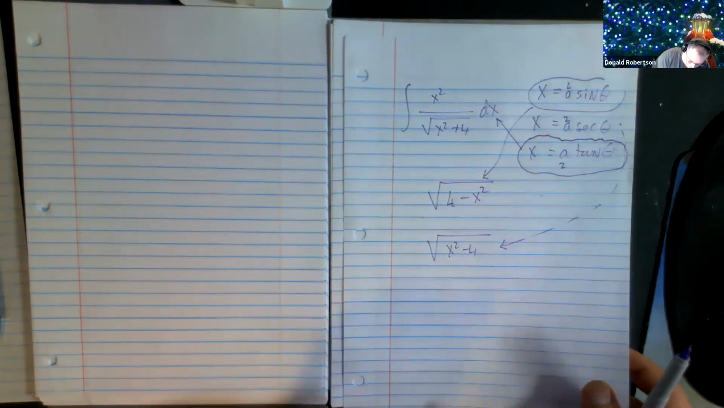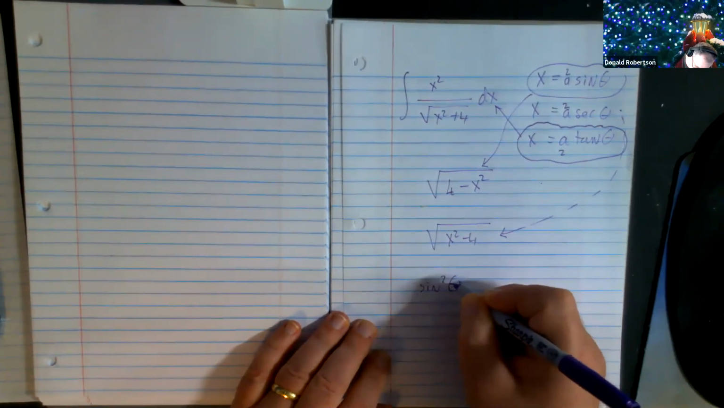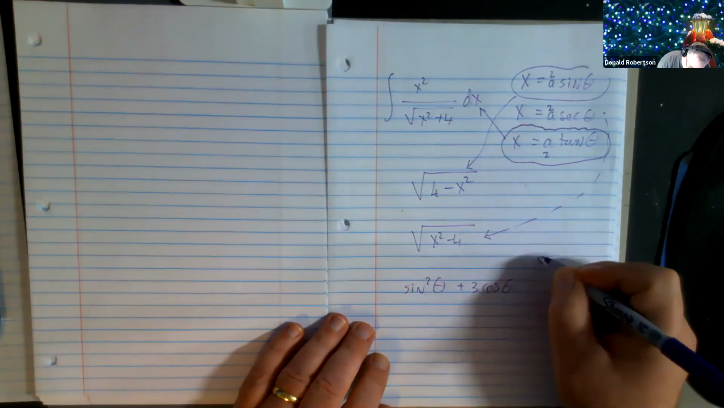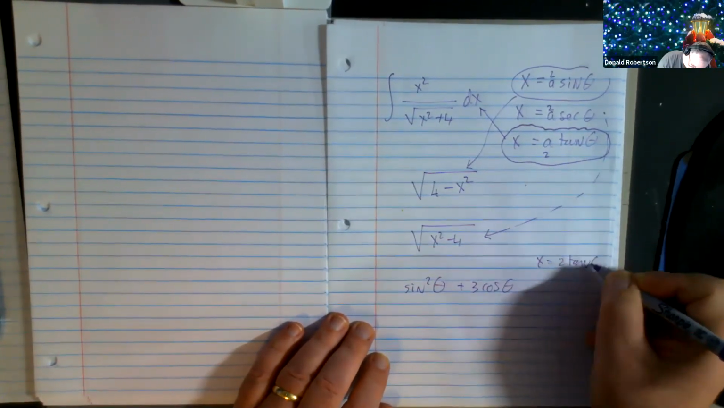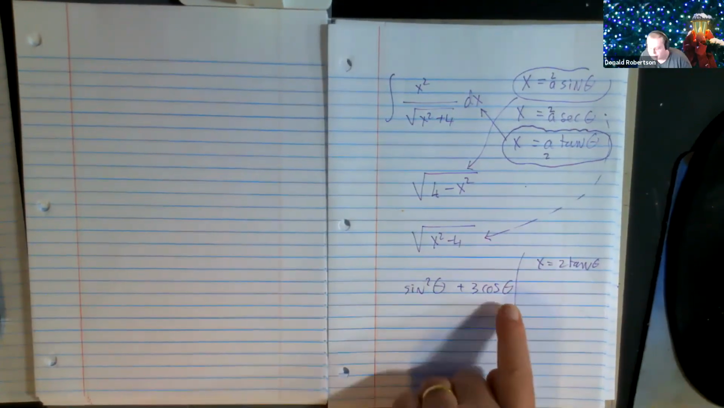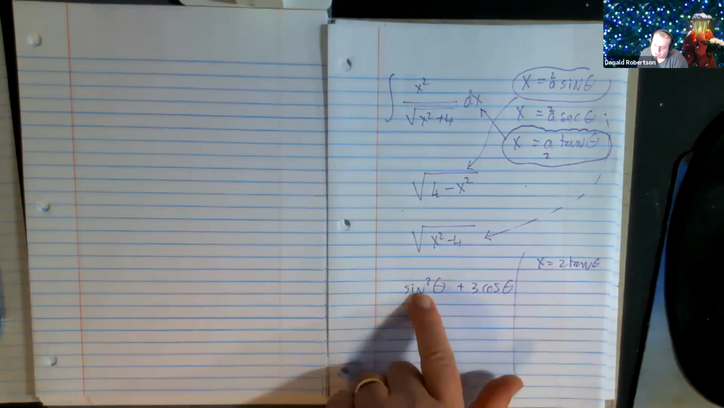Oh, let's suppose I did one of these and the final answer ended up being sine squared theta plus 3 cosine thetas. And suppose then that it was 2 tan theta, right? Well, let's just say for argument that's what it came down to. That is not the answer, is it? Don't we have to convert it back to x's? How do you convert these into x's?